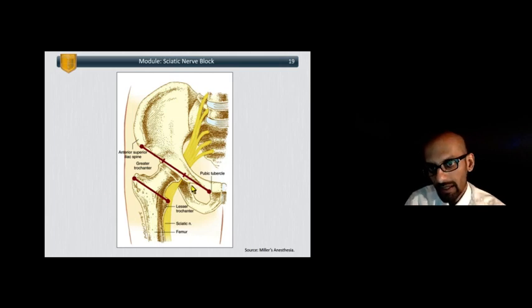This is the medial and middle thirds of this initial line, okay, and that's your needle entry site, about a few centimeters inferior and lateral to that. And as you can see, if you keep going deeper and deeper, you will eventually come within range of the sciatic nerve.